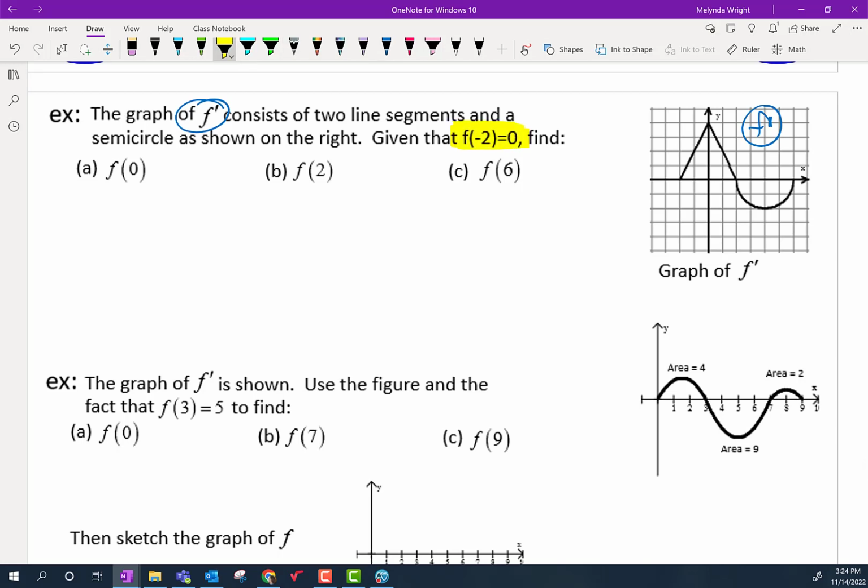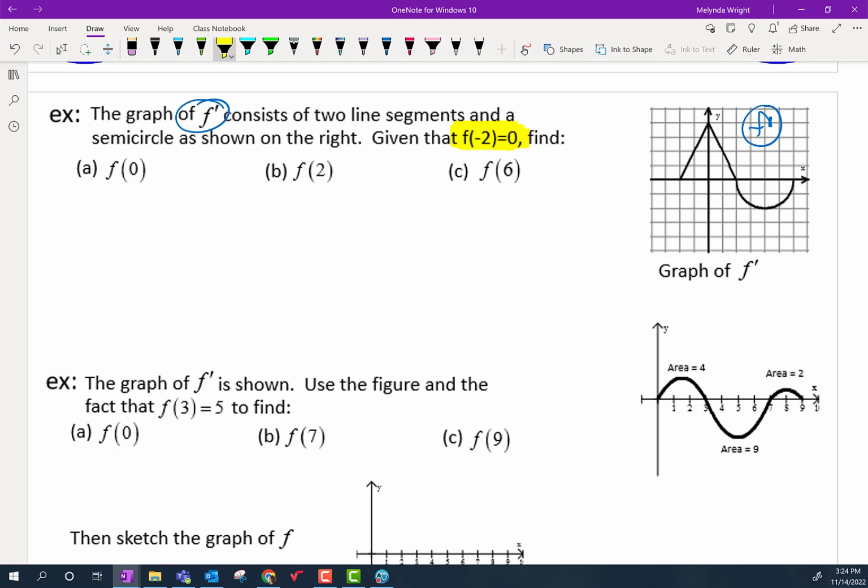That's f prime. And we have to be given an initial condition. We can't fly blind. If we don't have one, we're going to have to put plus c on everything, which really isn't that handy. So typically they're going to give you an initial condition. Ours says that the position at -2 is 0. It could be anything, but they're telling us it's 0. So that's what we have to go by.